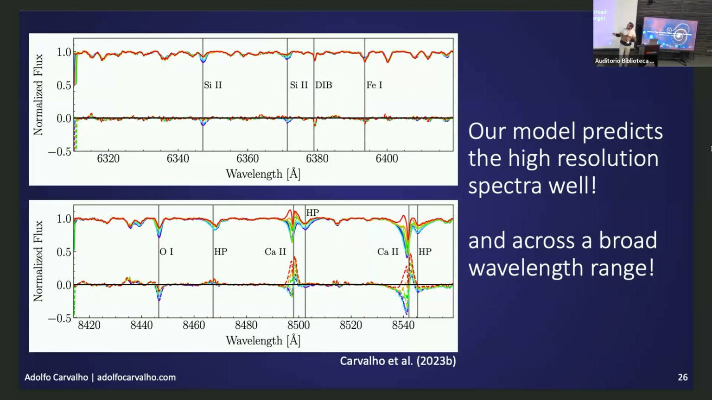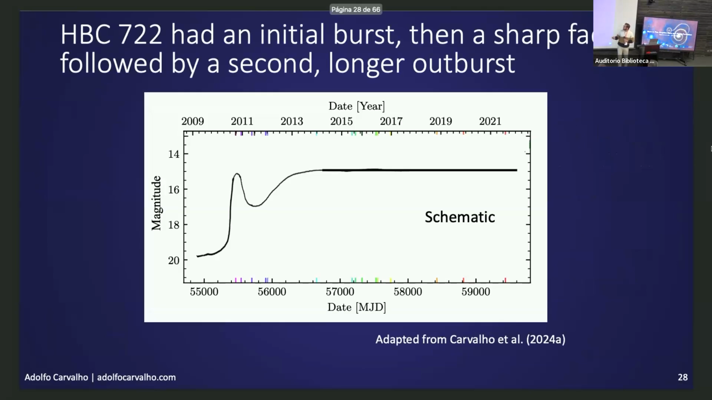As I mentioned, our models are an excellent match to the spectroscopic evolution, with the exception of some excess absorption due to what we usually attribute to outflows in the system. Looking at HPC 722, again, there was an enormous burst followed by a pretty intense fade that's not quite like the V960 Mon 1. It was a little bit faster and doesn't have that kind of exponential shape, but then the system kind of turned back on.